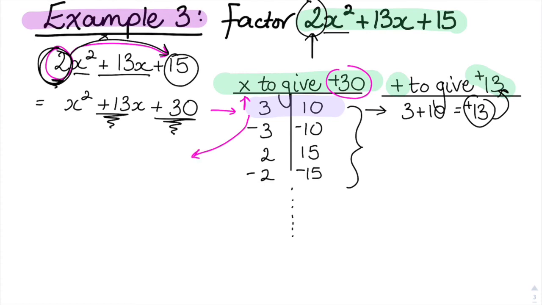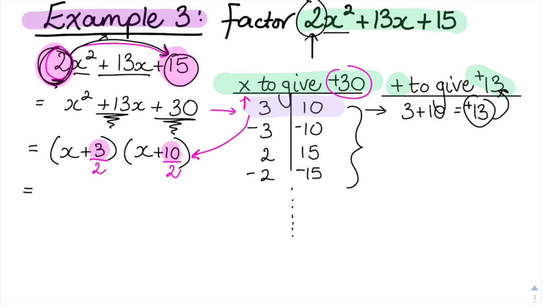So now we can factor using those two numbers. We'll have x plus 3 and x plus 10. We're not quite done at this point. Remember at the start how we multiplied this 2 by the 15? Well, we need to go back and undo that operation. So what we need to do is the reverse. We're going to divide by the 2 that we multiplied out in the first step. We just divide the constants by the 2. We don't worry about the x's.